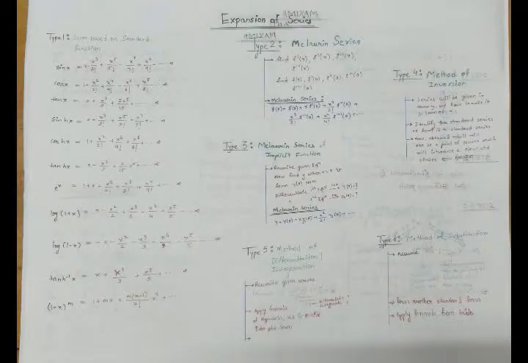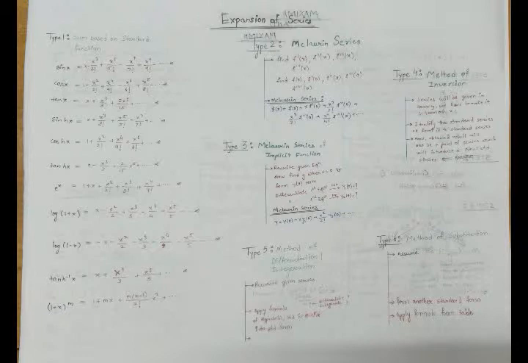Now moving on to the next type of expansion of series, the very important Taylor series. Taylor series has four formulas which are very important. The first is f of x plus h, which can be written as f of x plus h into f dash x plus h square upon 2 factorial f double dash x and so on.